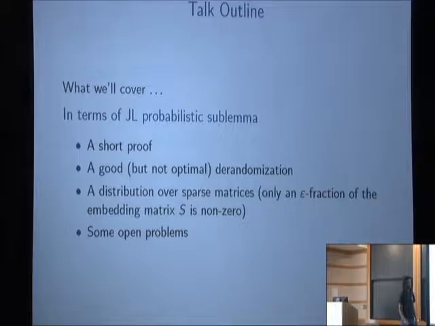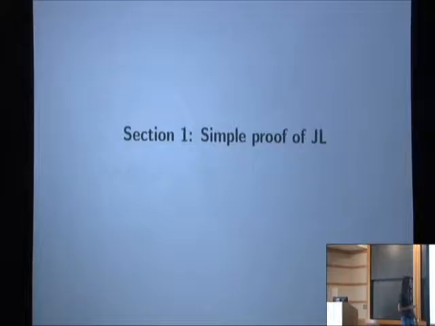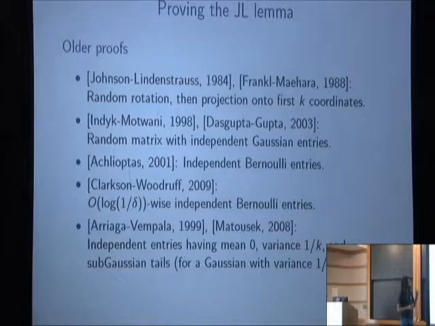Okay. So first, let's do the proof. Let me prove the JL probabilistic sublemma. Okay. So what do the older proofs do? So the original proof said, take your vector, randomly rotate it, and project it onto the first k coordinates. Okay. Then there were proofs by Frankl and Maehara, then Dasgupta and Gupta. They said, take your matrix and make each entry standard normal. Okay. And then divide your whole matrix by some scaling factor.